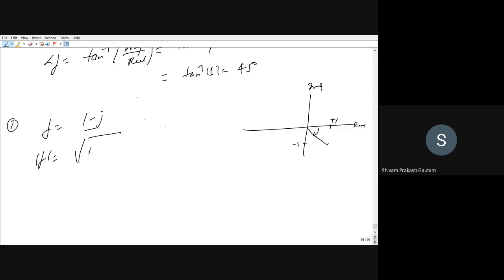So this will be equal to under root of 2 itself, and phase will be equal to tan inverse of imaginary by real. So the coefficient of imaginary is -1 and the coefficient of real is 1. So tan inverse of -1 will be equal to minus tan inverse of 1. Tan inverse of 1 is 45 degrees, so it will be minus 45 degree, which you can also track in a coordinate system: the angle it is making is minus 45 degree.